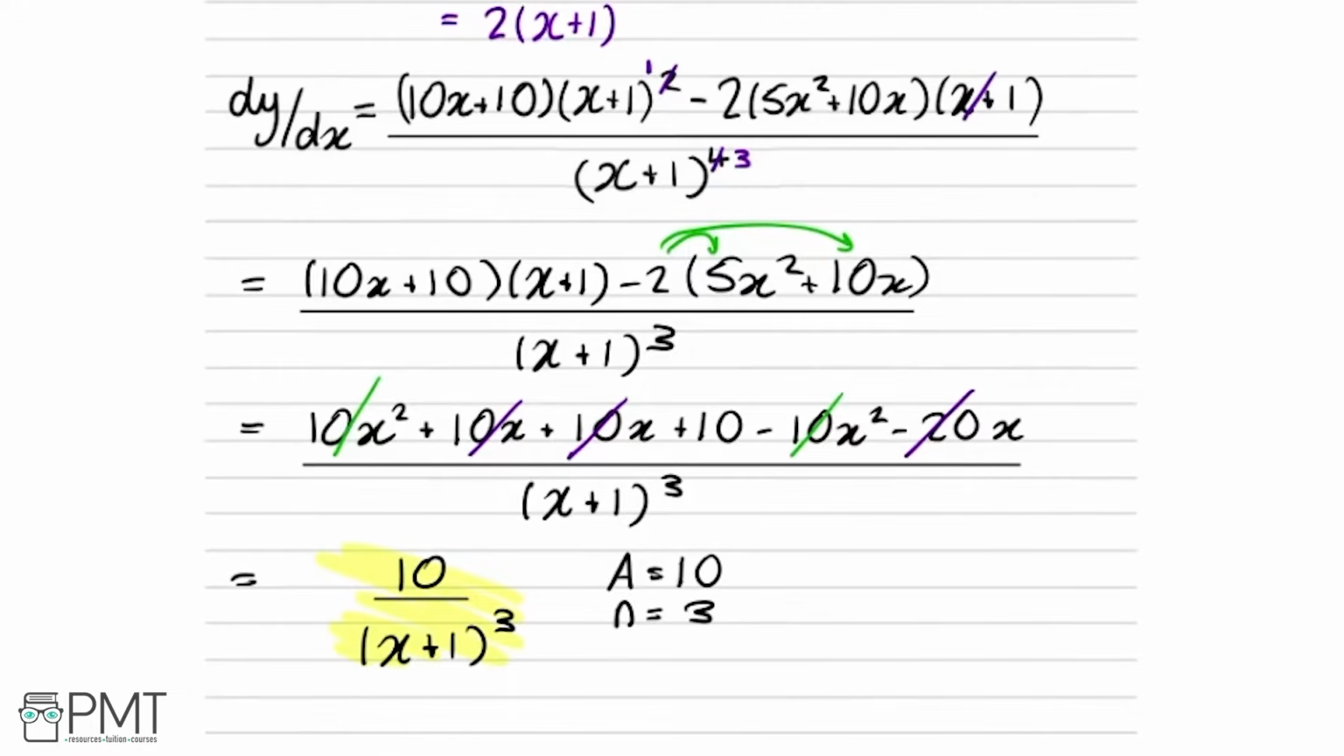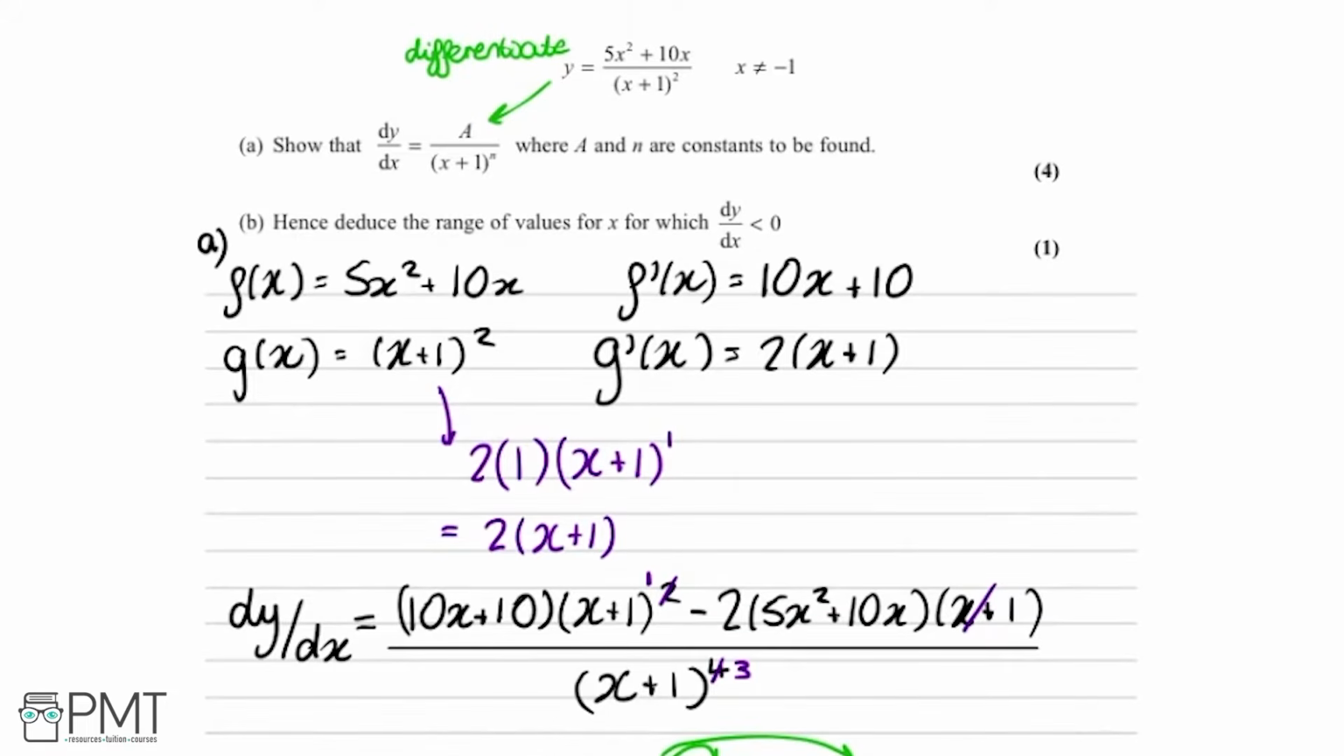And it's been great because we've shown all our workings. It's a show that question. So looking through to where we get the marks, you get 1 mark for using a correct method of differentiating.